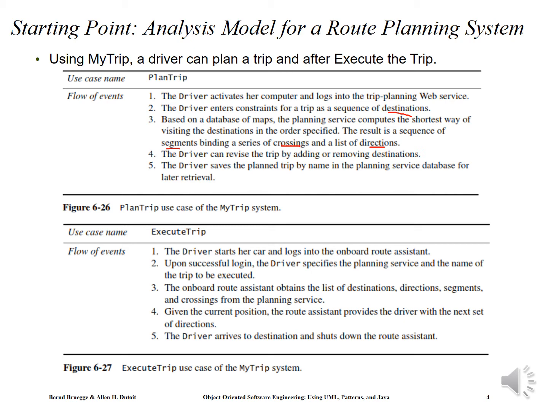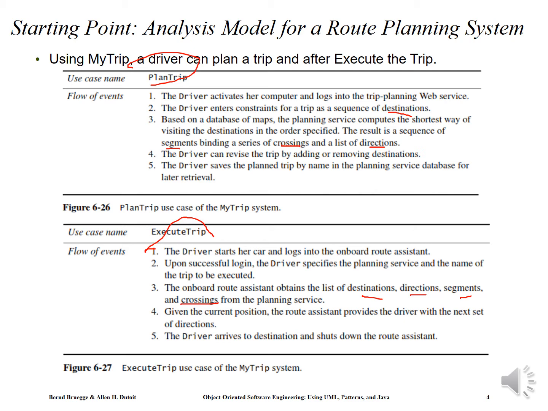The driver saves the planned trip by name in the planning service database for later retrieval. Next main use case in the route planning system is execute trip. After the driver plans the trip, next he will execute the planned trip. The driver starts her car and logs into the onboard route assistant. The driver specifies the planning service and name of the trip. The onboard route assistant obtains the list of destinations, directions, segments, and crossings from the planning service.